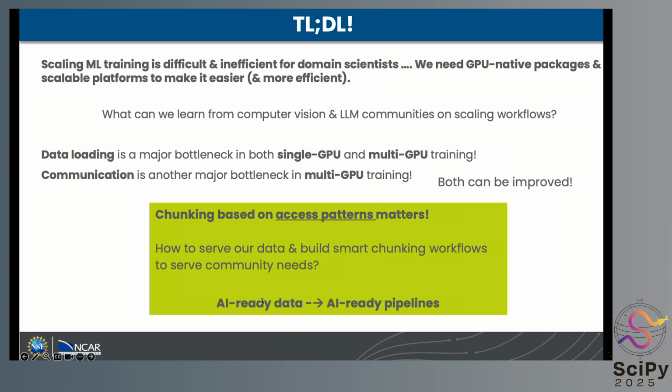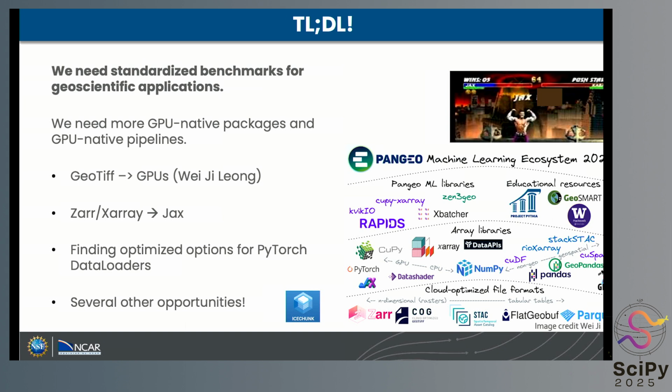We've been thinking about AI-ready data for the past 5 years or so, but maybe we should think more about AI-ready data pipelines. So that might be another focus area. And so far, I just talked about PyTorch, but JAX is another framework, and you can use it for distributed training. And we haven't talked about JAX at all.